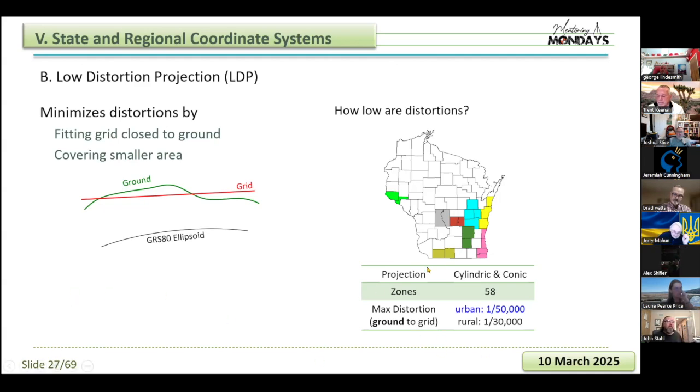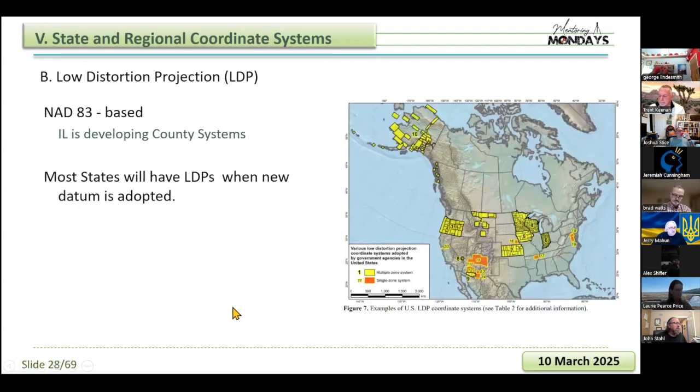The bad thing about them is we have 58 zones in Wisconsin. We got a lot of coordinate systems in Wisconsin. And those did not exist on NAD 27. Those were developed on NAD 83 and have since been updated in that. But Wisconsin's not the only one that's done that. Minnesota also has low distortion projection systems. Now, it doesn't show Illinois on here, but they just developed theirs, or they're in the process of developing theirs.